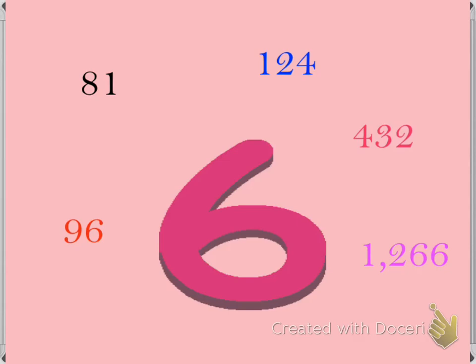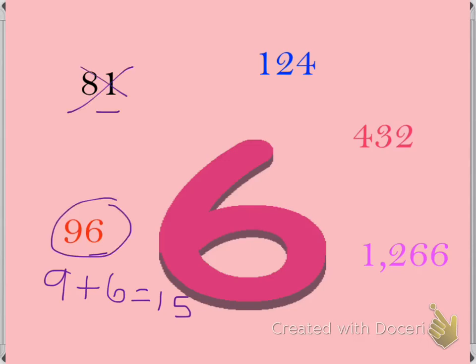Pause the video and try these numbers out. Write down which ones are divisible by 6. So let's start with 96. Even number, so that works. Now add up the digits. 9 plus 6 equals 15. Is 15 divisible by 3? Yes. So that works. 81, not even. Will not work.